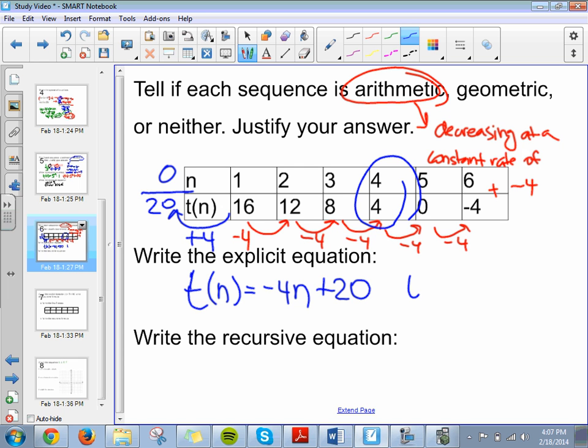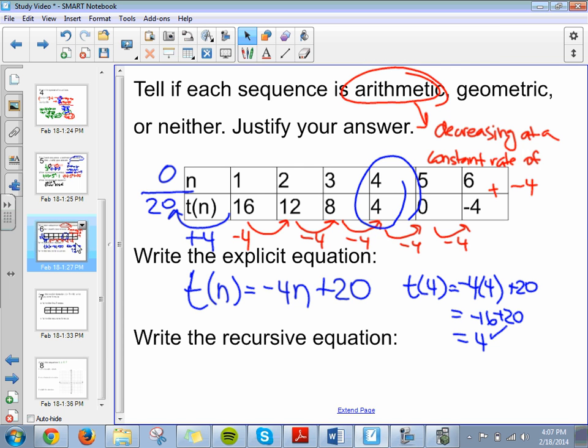I want to find the 4th term. So I should be able to plug in 4. T of 4 will be equal to -4 times 4 plus 20. What that gives me is -16 plus 20, which is really 20 minus 16, which just leaves us with 4, and we can see that it checks out.